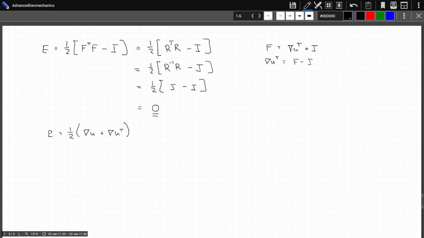So we have 1/2 (F minus I plus F minus I transpose), which is equal to 1/2 (F plus F transpose) minus I. Now let's plug in our rotation matrices. 1/2 (R plus R transpose), because F is equal to R under a pure rotation.